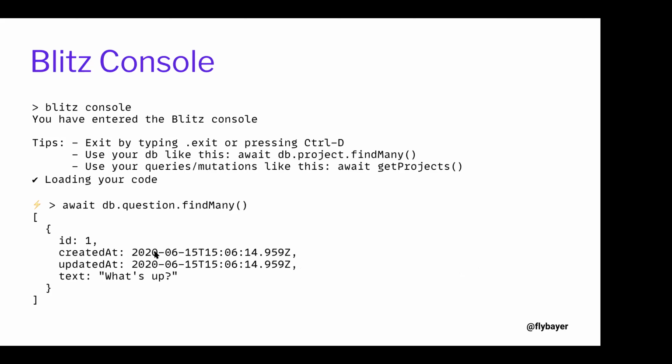Another cool thing is Blitz console. So you run that from your terminal, and it opens a node REPL, and it automatically loads some of your code, like your database object. So you can run await db.project.findMany, or whatever your model is, in this Blitz console, and it'll just use your database and return exactly what you want. So I use this in production, for example, to debug production issues or update some code or run something. So that's really cool too.